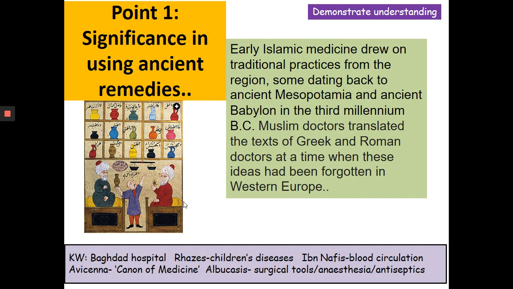Point 1. The significance in using ancient remedies. Early Islamic medicine drew upon traditional practices from the region, some dating back to ancient Mesopotamia and ancient Babylon in the 3rd millennium BC. So it's about 1,000 years before the time that we're studying. Muslim doctors also translated the texts of Greek and Roman doctors at a time when these ideas had been forgotten in Western Europe because of the Dark Ages.